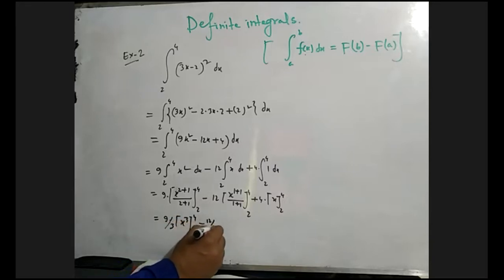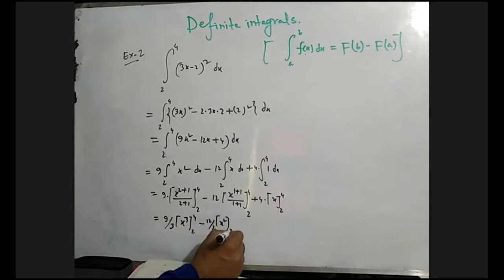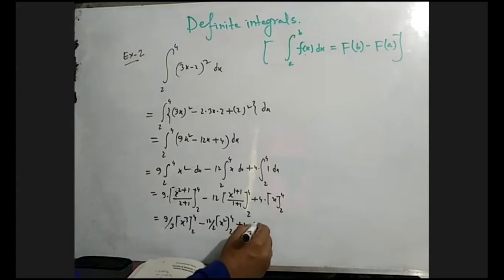Twelve divided by 2, from 2 to 4 plus 4, this is upper limit minus lower limit.